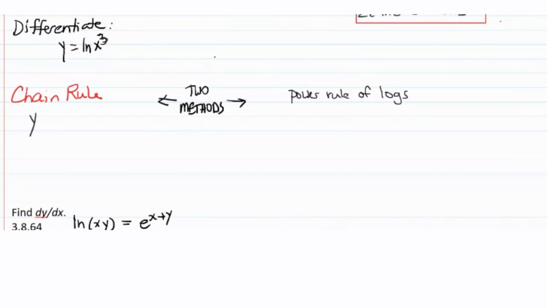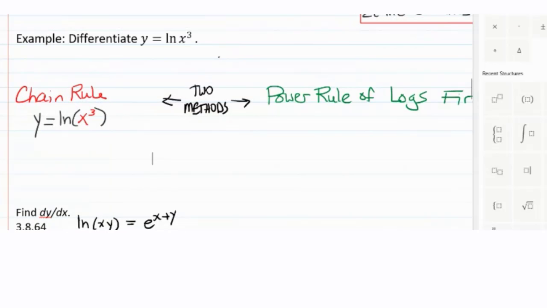So when we have y equals natural log of x cubed, we have an outer function of natural log, and then we have an inner function of x cubed. At your desk, at home, go ahead and just take a guess if you're not sure. Try to find the derivative of y equals natural log of x cubed using the chain rule. Okay, did anyone get an answer for the derivative dy dx using the chain rule?